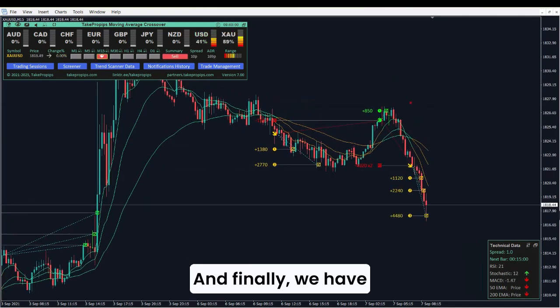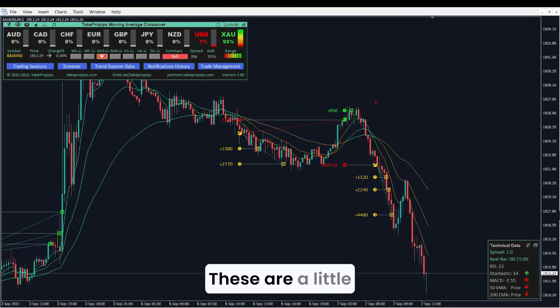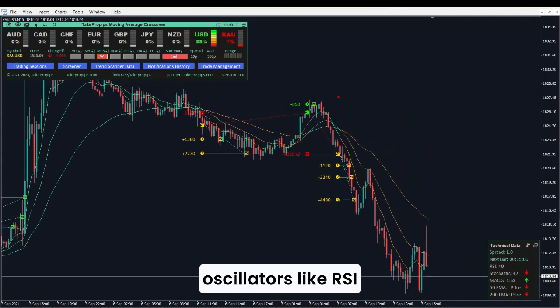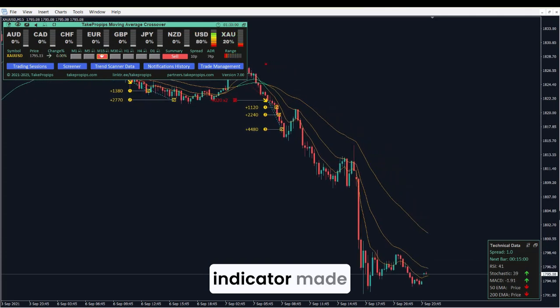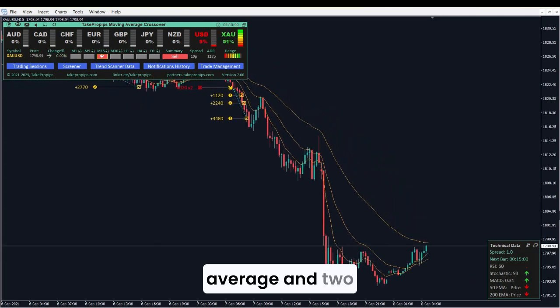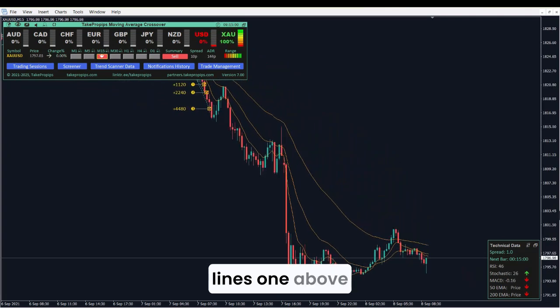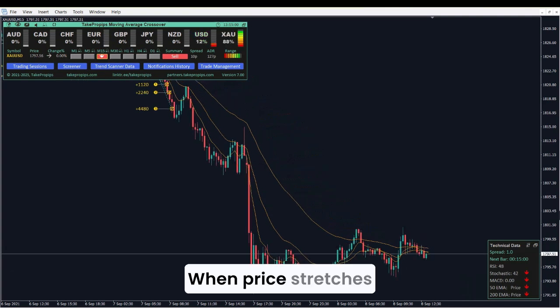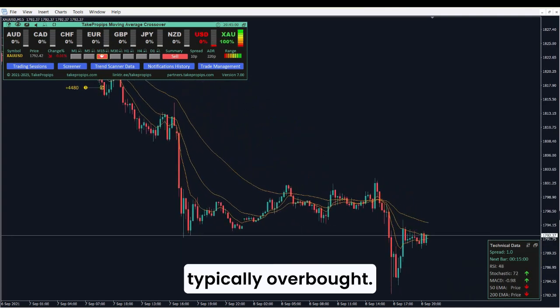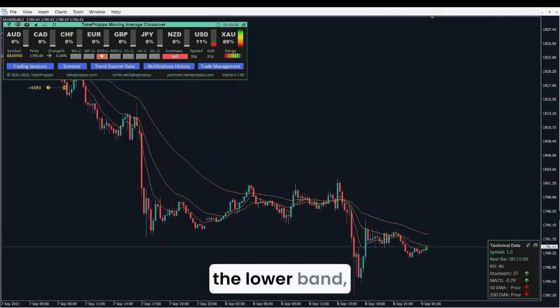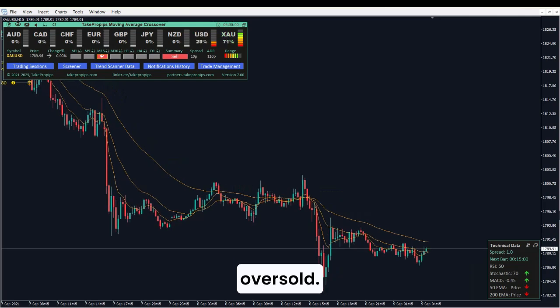And finally, we have Bollinger Bands. These are a little different from oscillators like RSI and stochastic. Bollinger Bands are a volatility indicator made up of a moving average and 2 standard deviation lines, one above and one below. When price stretches beyond the upper band, the market is typically overbought. When it dips below the lower band, it's often considered oversold.